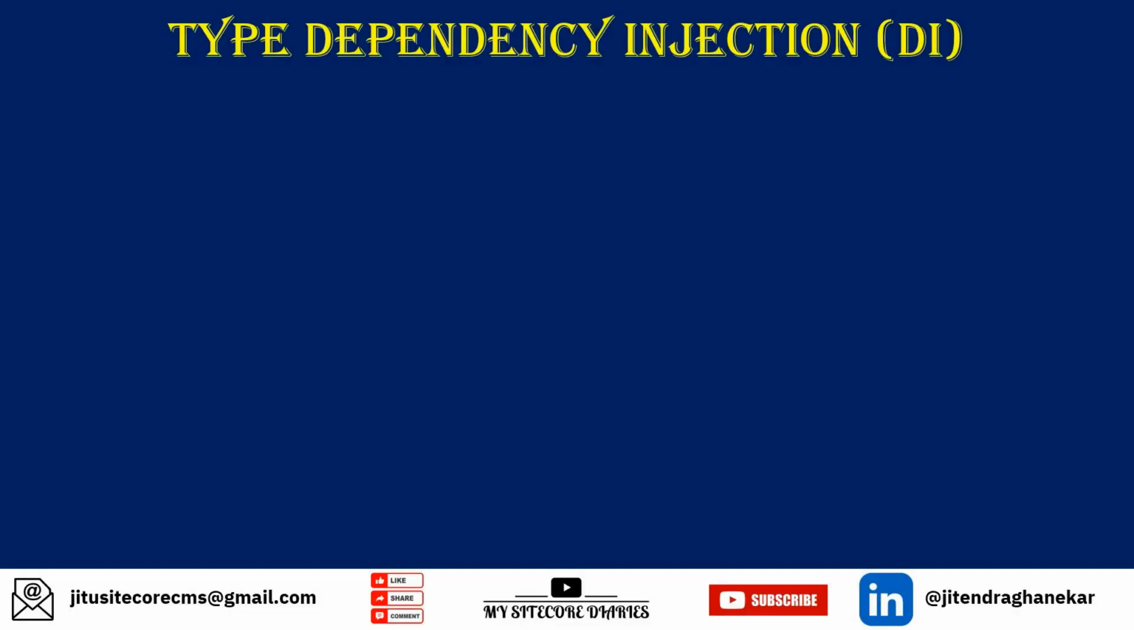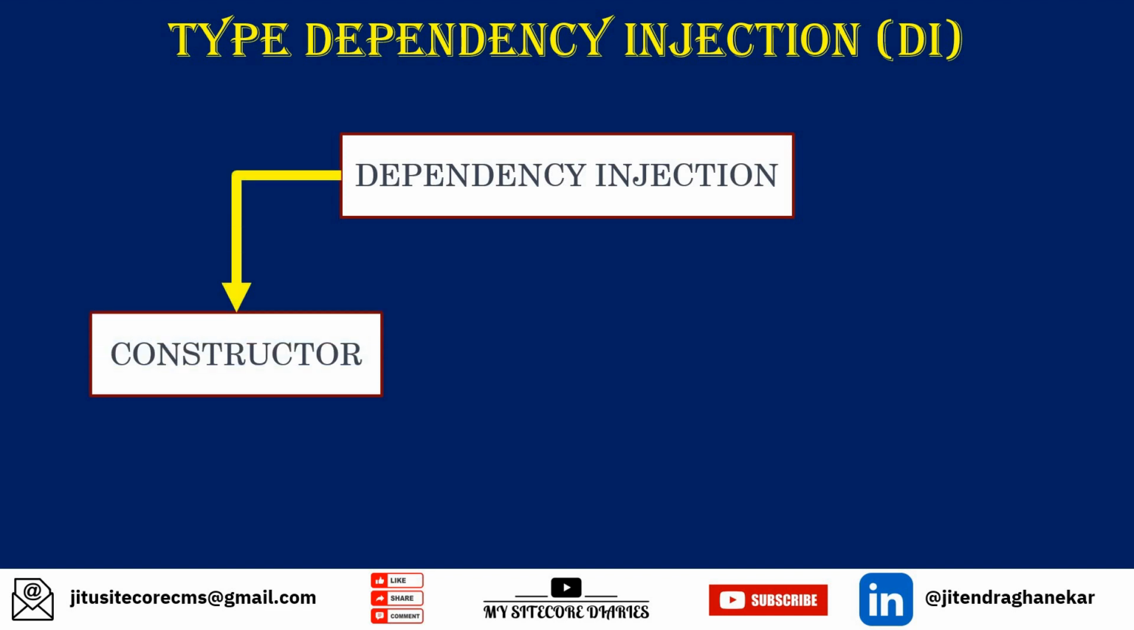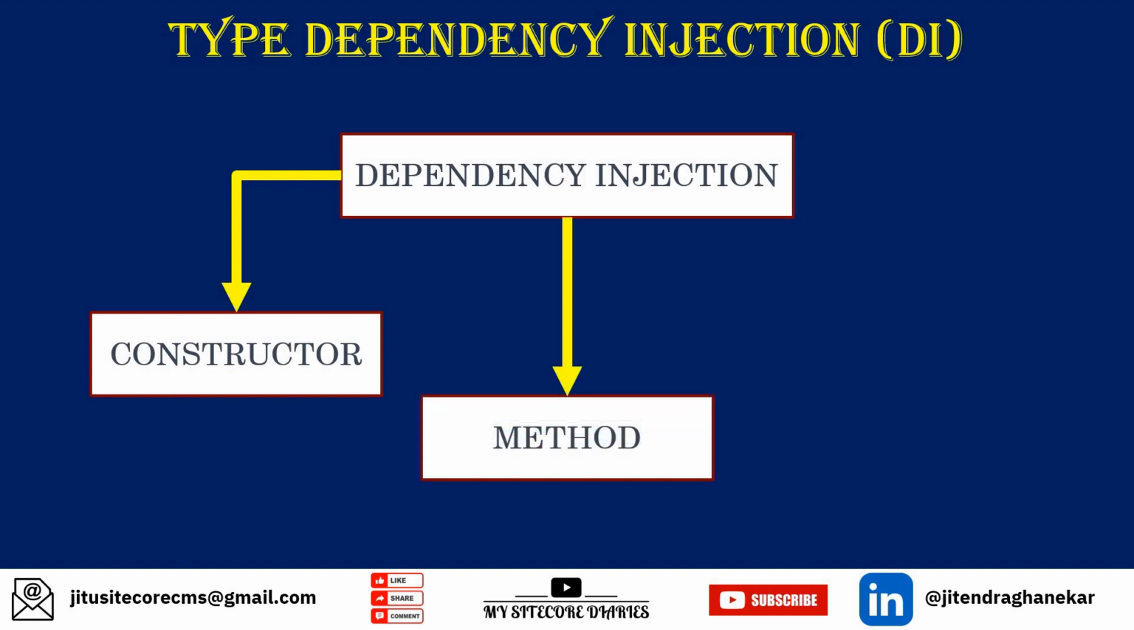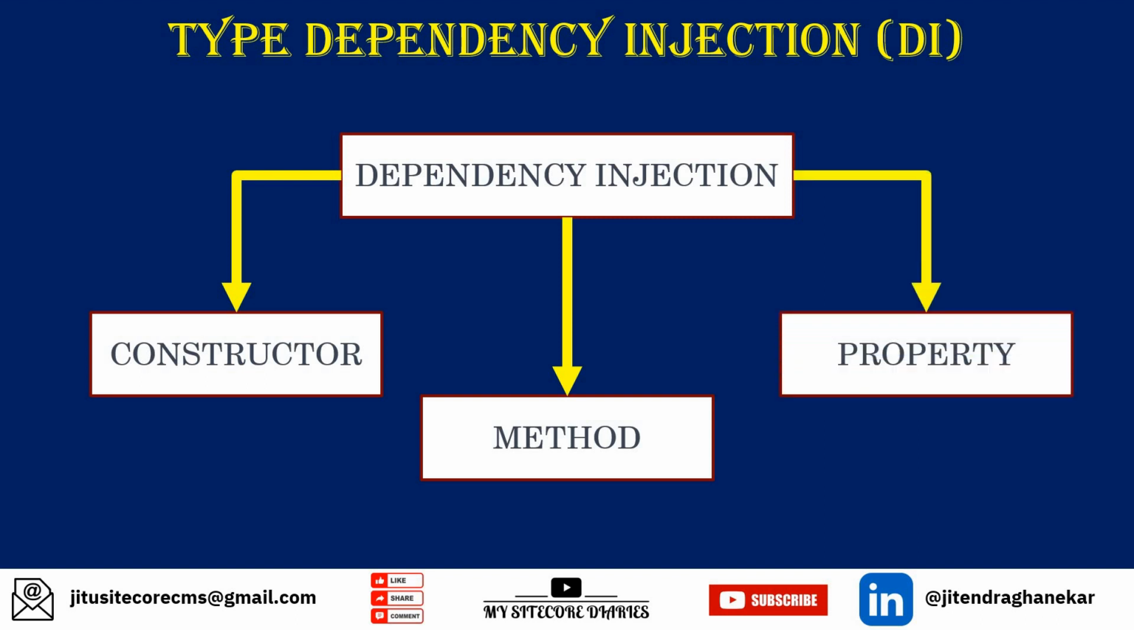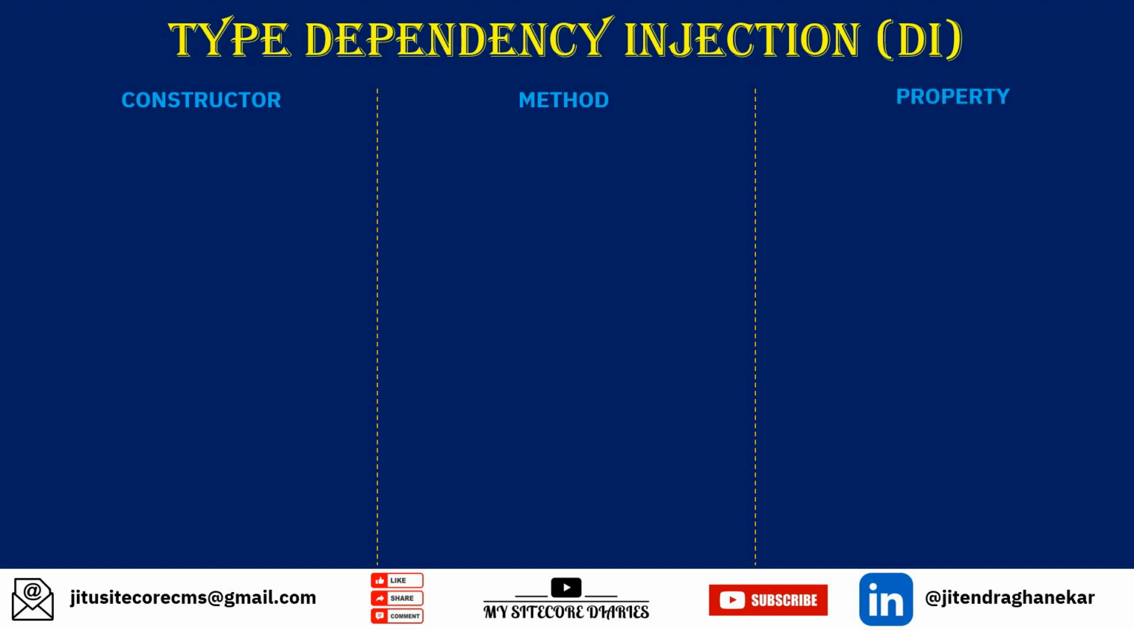What are the different types of injection that we will see? Dependency injection can be done in three ways. First is a constructor. You can use the constructor to inject the dependency. Then you can use method injection, where you use a method to inject the dependency. And we have a property, which we can use to inject the dependency. So these are the three ways you can inject it. We will see the example of each. Before that, let's see the difference between these three: constructor, method, and property.